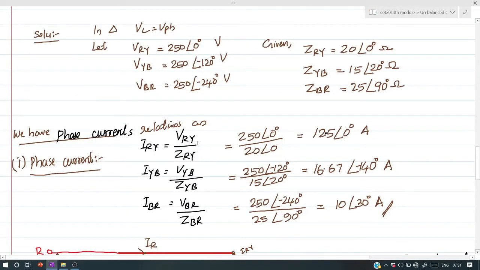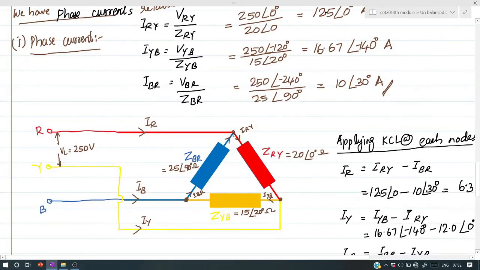IRY is equal to VRY divided by ZRY. Substituting the value of VRY and ZRY, we can obtain IRY as 12.5 angle 0 degree, that much ampere. IYB can be obtained as 16.67 angle minus 140 degree, that much ampere. And finally, IBR is obtained as 10 angle 30 degree, that much ampere. Once we got phase current, we can find out line current by applying KCL at each node.